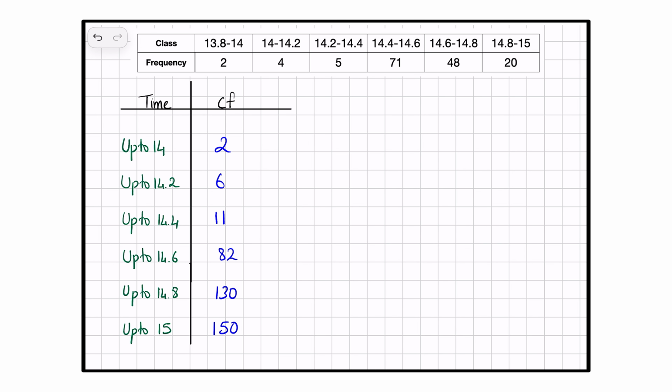In the question we are asked the number of athletes who completed the race in less than 14.6 seconds, and that will be 82 athletes. Fine.